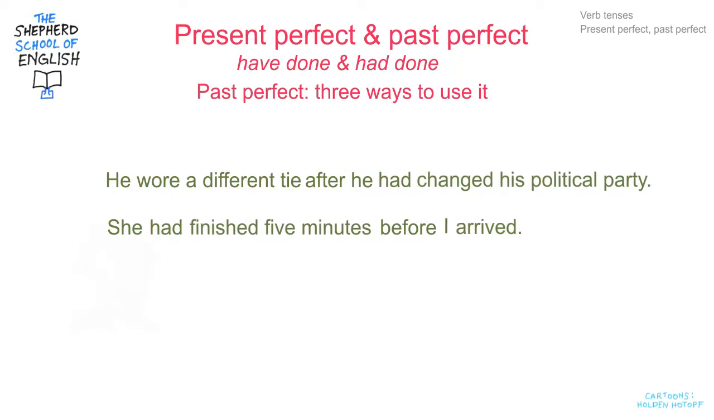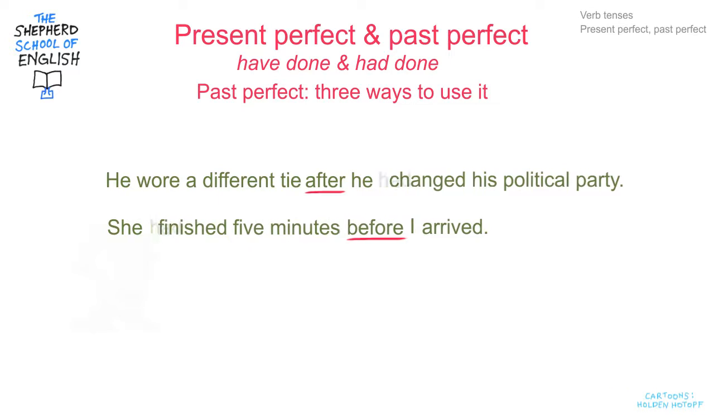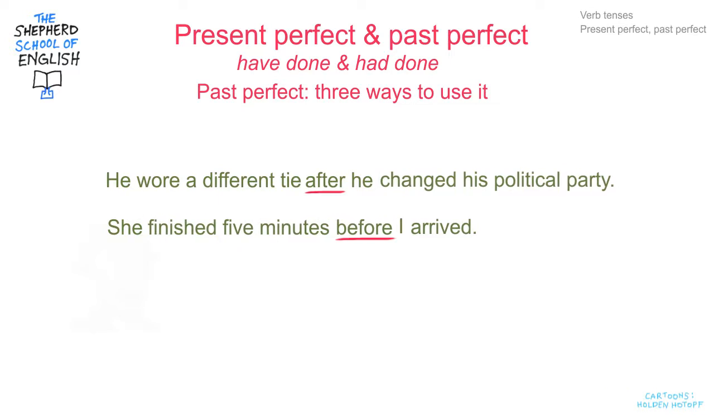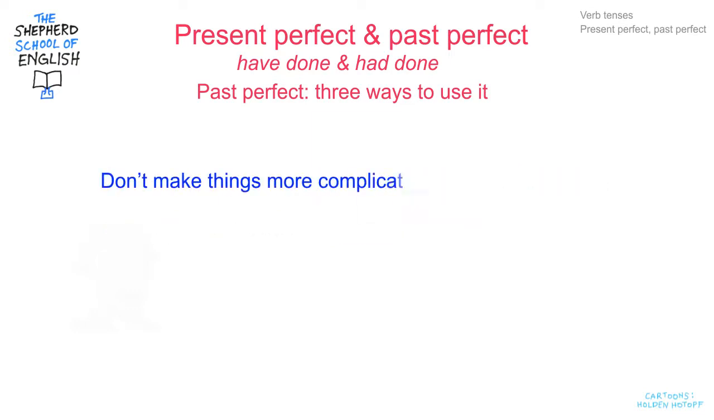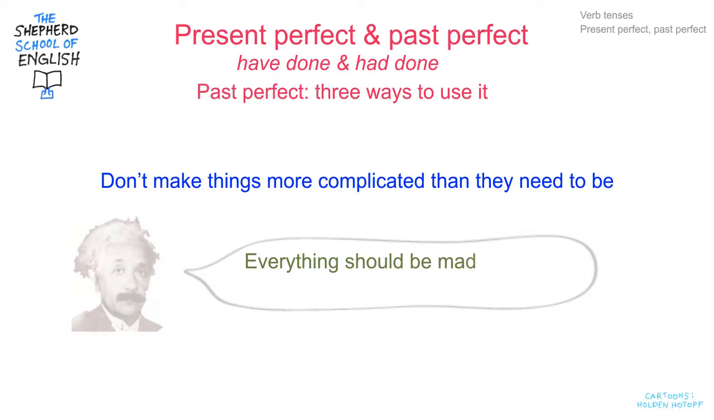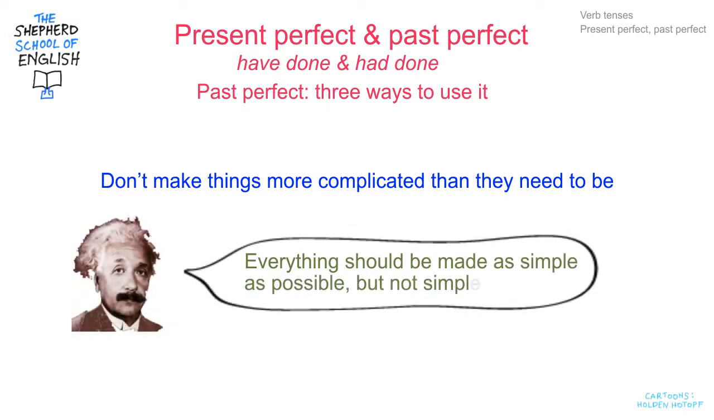Those sentences are okay. But they're not very common. And why not? Because the meaning of before and after tells you which event came first and which one came second, so there's no need to have the past perfect as well. And there's a general principle in language which says something like this. Don't make things more complicated than they need to be. Einstein said it too. Everything should be made as simple as possible, but not simpler.